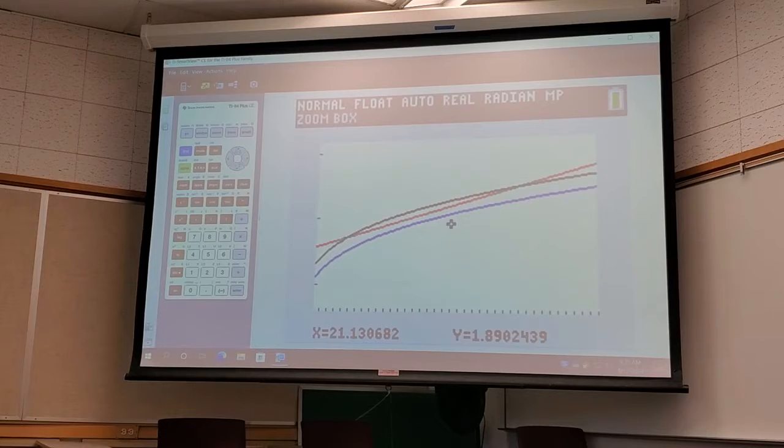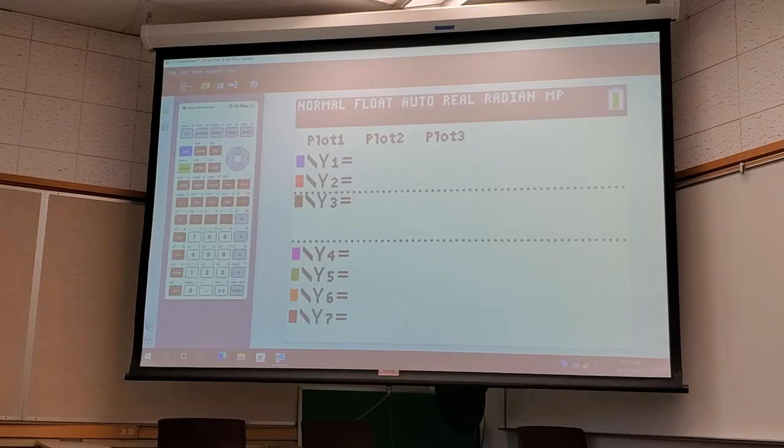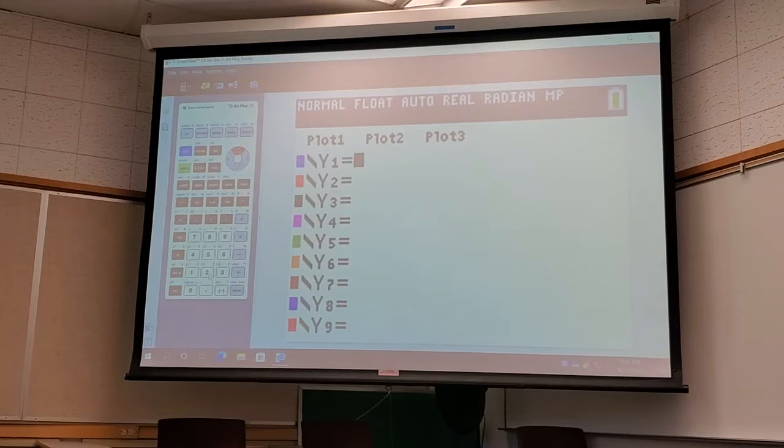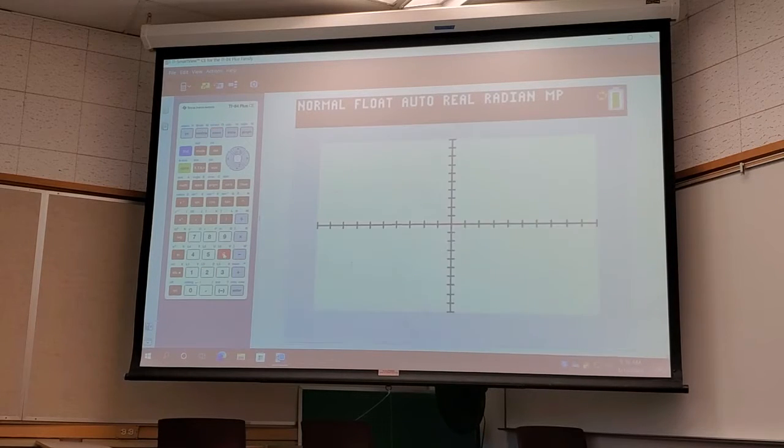Remember that stuff? All right, let's get this cleared out. What is it now? 2x cubed plus x minus 2. Okay. Let's hit zoom 6, and then we're all on the same page here, right?